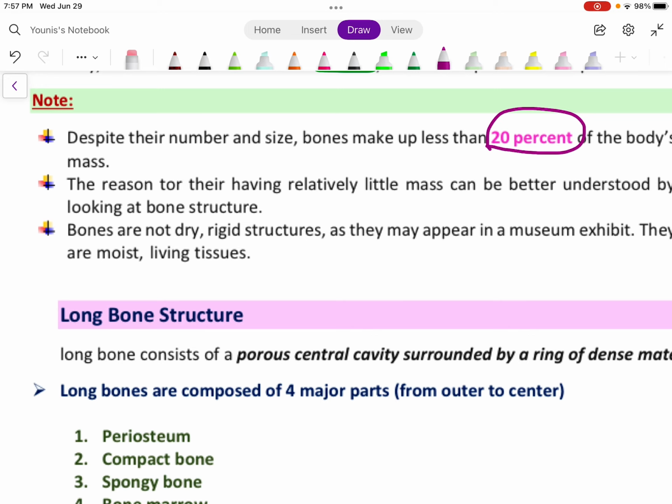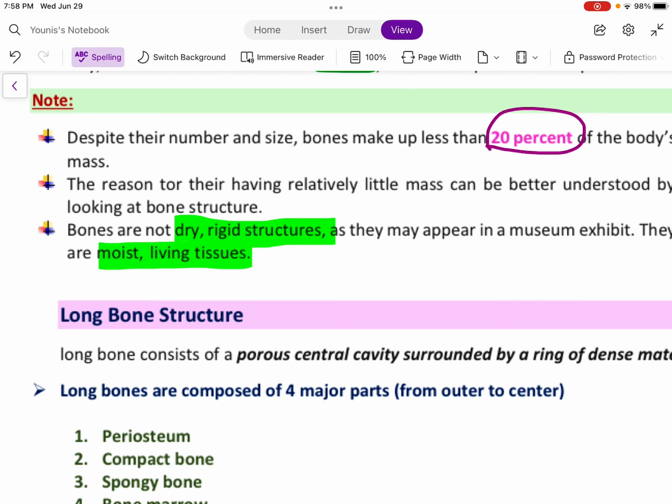There's also another misconception, that many people may have thought that bones are dry and rigid, which they actually are not, because we have just seen them maybe as a model in the lab or maybe in museums. They do look like dry rigid structures, but they are not dry and rigid. Instead, they are moist and living tissues, just like any other body tissue. They are made up of living cells. They are getting nutrients and oxygen, and they are moist.